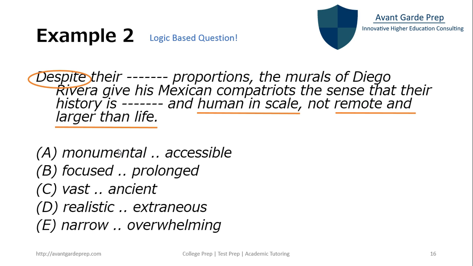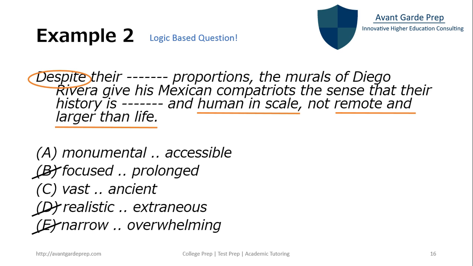Does focused mean larger than life? No, it does not. So even though I haven't even looked at the other answer choice, B is automatically wrong because it doesn't fit the first blank. Does vast mean the same thing as larger than life? Similar, so we're going to keep that around. Realistic? Nope, so we can eliminate D. And narrow? No, narrow would be almost the opposite of larger than life, so we can eliminate E. So right there, just by looking at the first blank, we've already eliminated 3 answer choices, which is great.